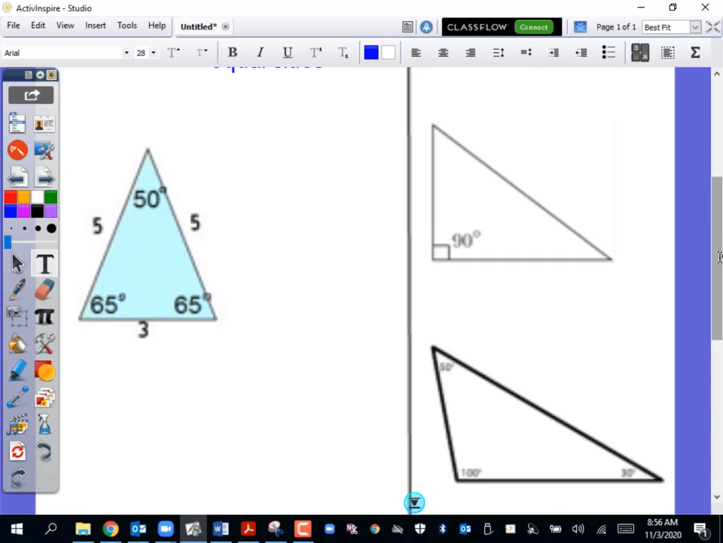The next way to name by sides is, well, what if you have two of the sides that are equal? So this one, different color, is going to be called isosceles. Isosceles is when there are two equal sides. There are also two equal angles, but since this is based on sides, I don't need to know what the angles are, I just need to know what the sides are.